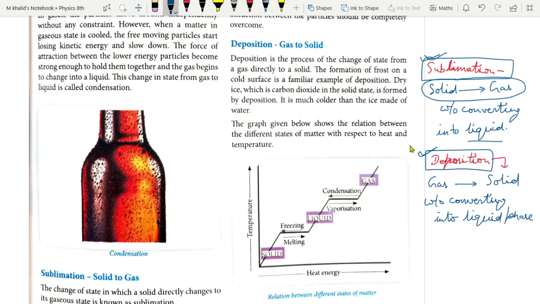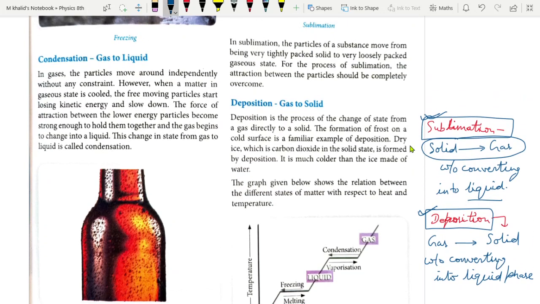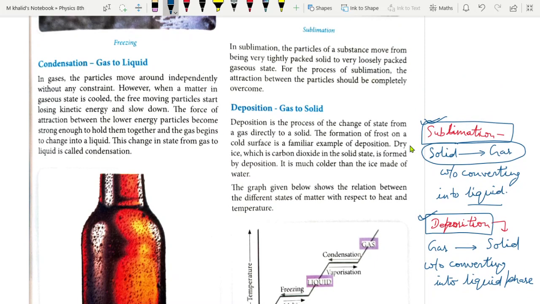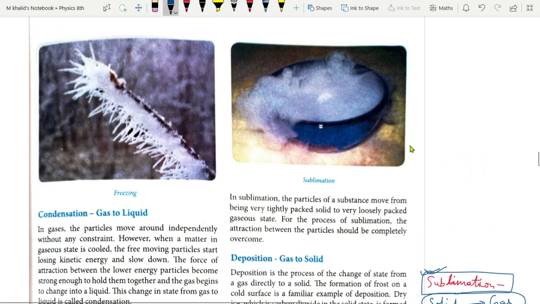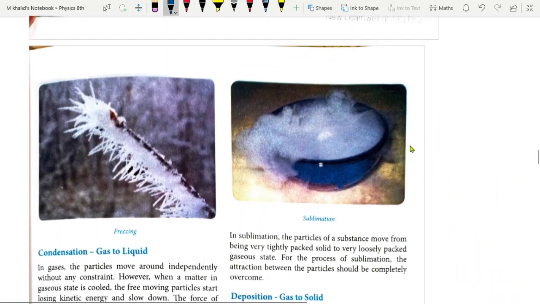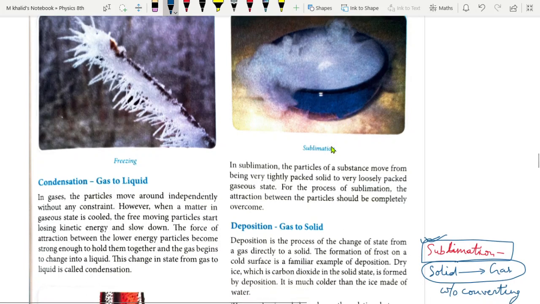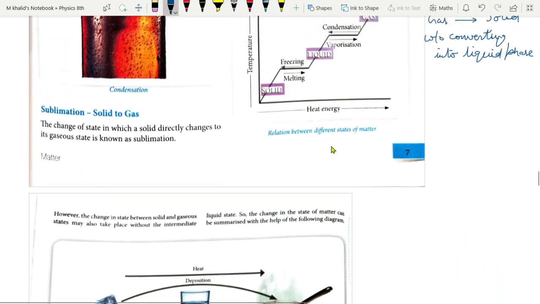Camphor is a good example. When camphor is burnt, it directly converts into gas without converting into liquid. We can see some smoke here, right? In this vessel we can see that some smoke is present. This is directly converting from the solid phase to the gaseous phase. Got it?